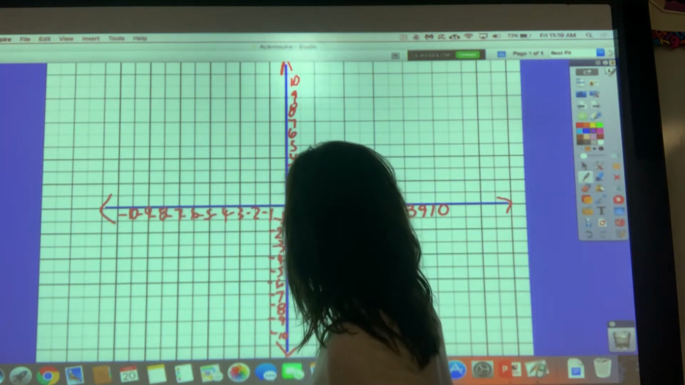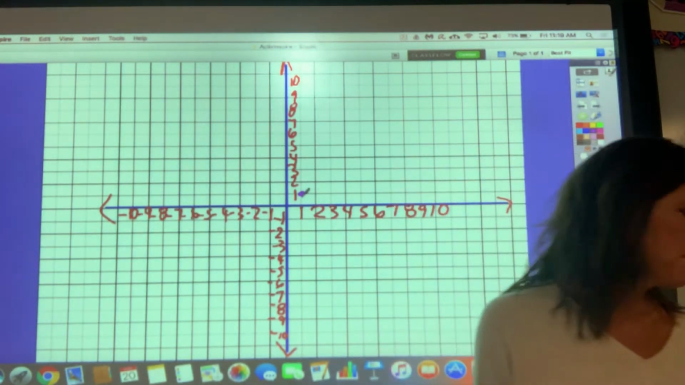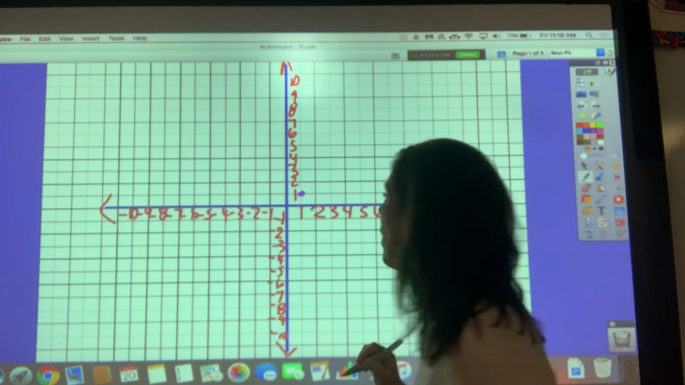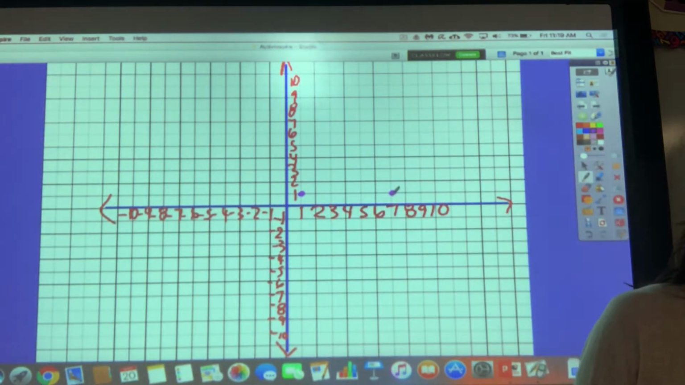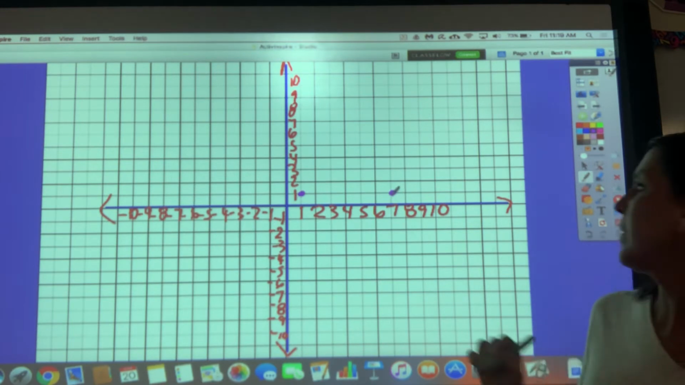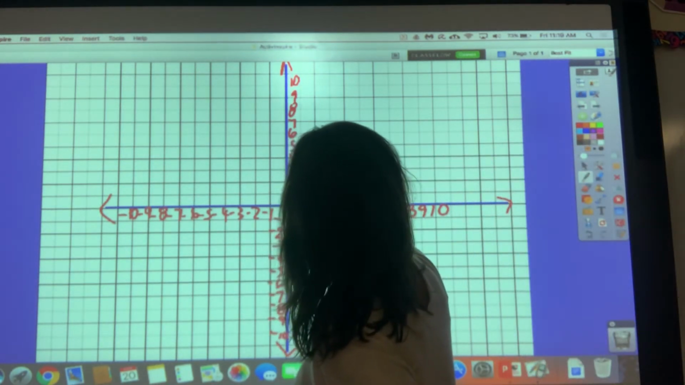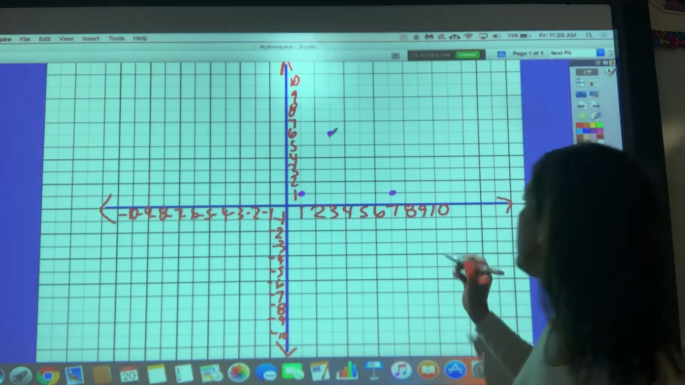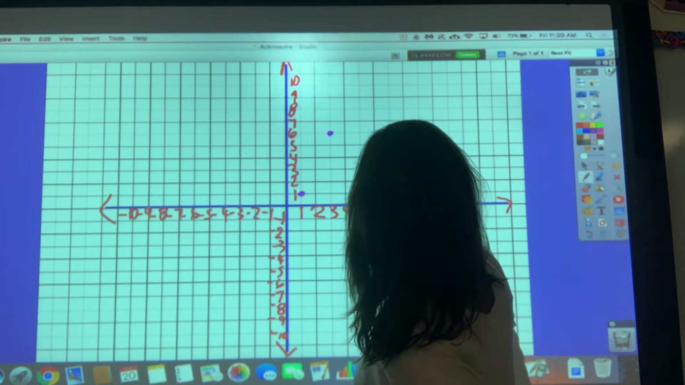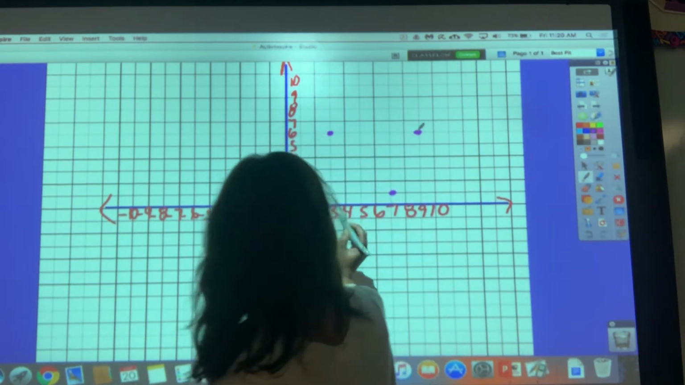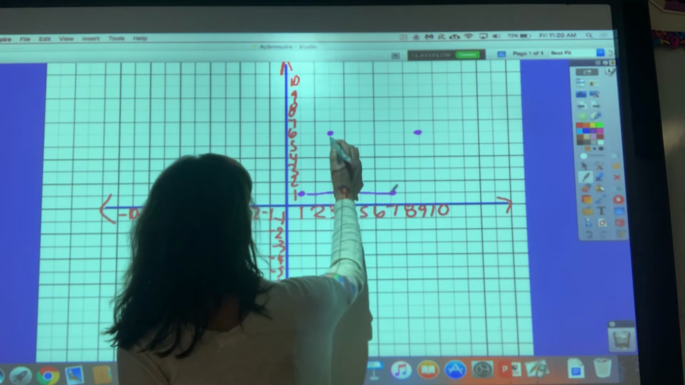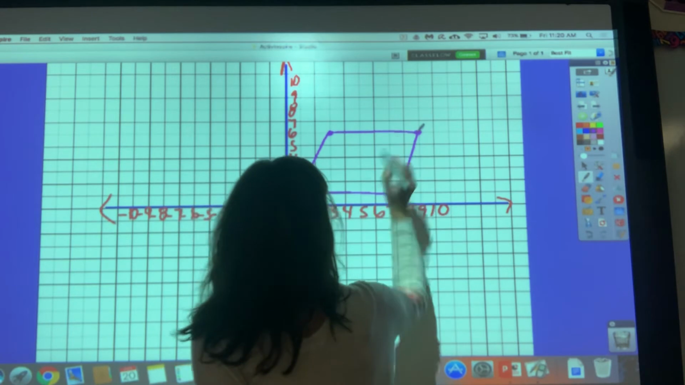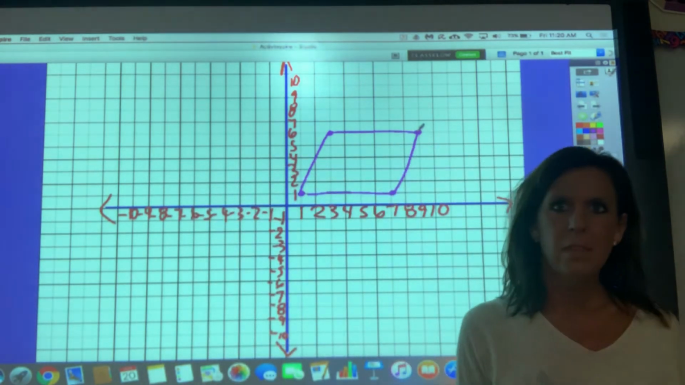Okay, so your first point is gonna be at 1, 1. So again, over 1, up 1. Our next point is gonna be at 7, 1. And then our next point is going to be 3, 6. And then our last point is going to be 9, 6. Okay, we're gonna connect these, and we will have a parallelogram.